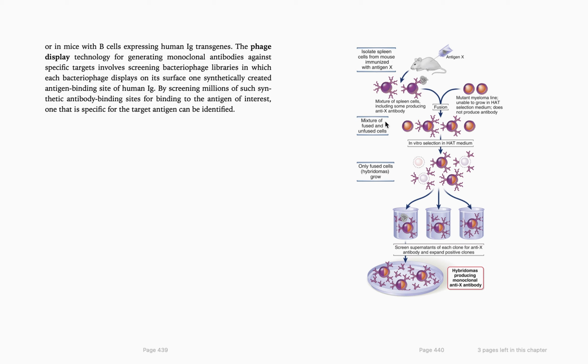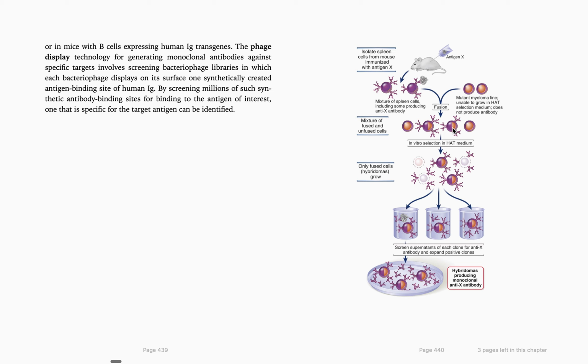So in the diagram, you see, isolate a spleen cell from the mouse immunized with antigen X. This is antigen X that has been immunized. Then you isolate a mixture of spleen cells, including some producing X antibody, and then there will be a fusion mixture. Mutant myeloma lines unable to grow in HAT selection medium, which do not produce antibody, you make them fuse. You see there is a component of this, there is a component of this.